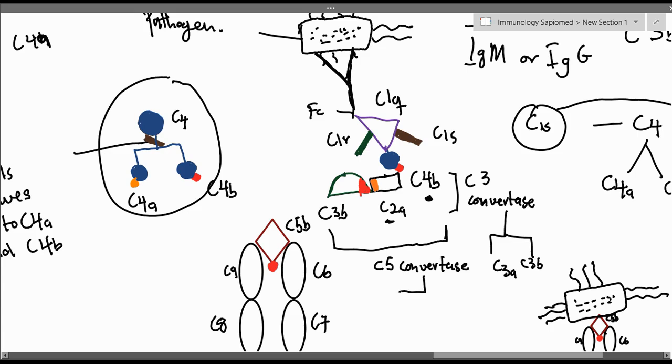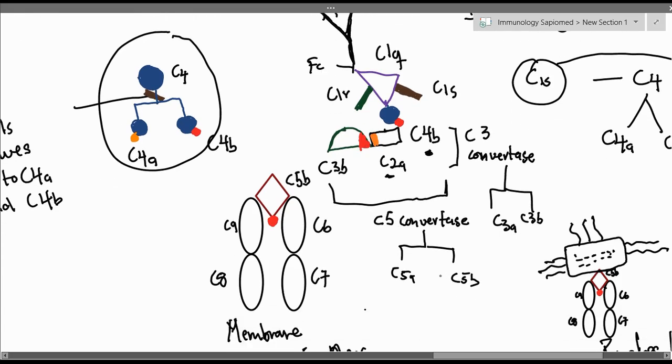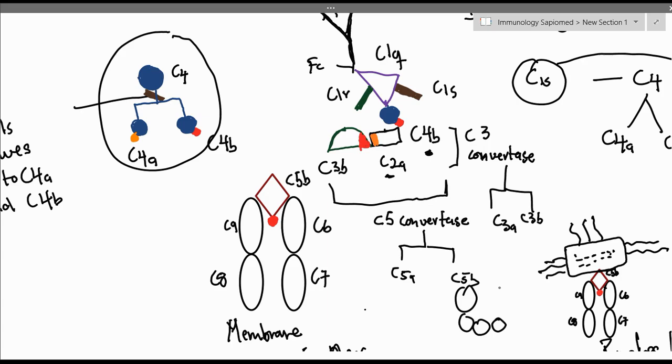And what is the function of the C5 convertase? The C5 convertase is responsible for converting what? C5 to C5A and C5B. Now, C5B will continue to bind with the other complement proteins like C6, C7, C8, and then C9. Together they form what we call the membrane attack complex, or the MAC.